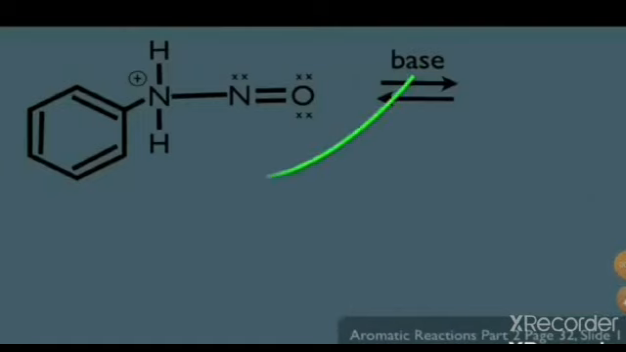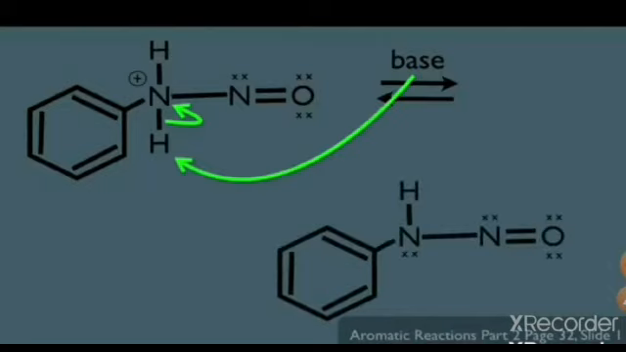Then we add some base over here. This base takes up the H+ and leaves the electrons on nitrogen, which is called a nitrosoamine. And the mechanism keeps going here.